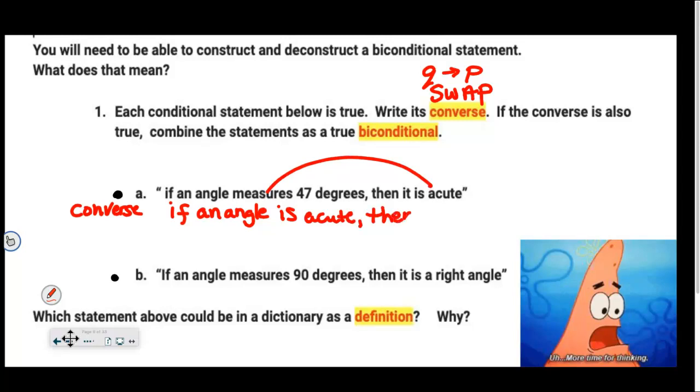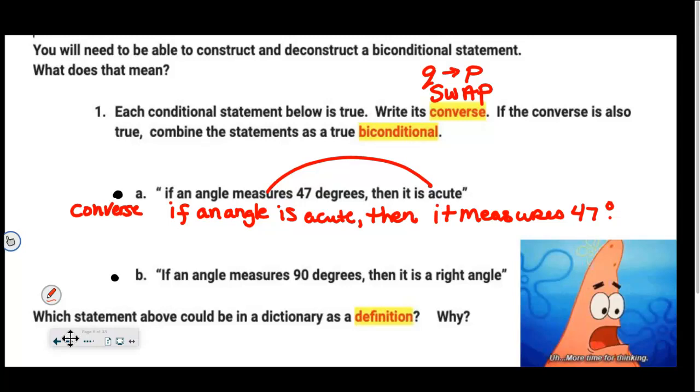then, and again, pause the video if you can't keep up with the speed of the writing. Then it measures 47 degrees. That's the original and the converse. Then it says to combine them as a true biconditional, but only do that if the converse is also true. So let's go read that.